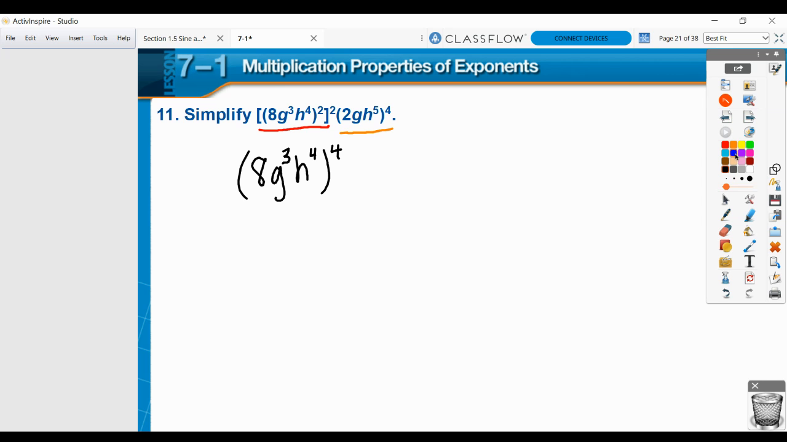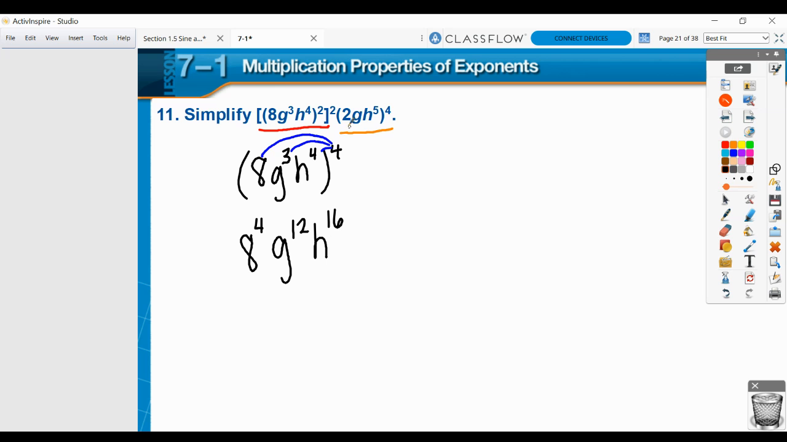Now you have a product of a power, or power of a product. So you're going to distribute that 4 to each term. And it might help you to draw these lines. So you would have 8 to the fourth. Now remember, you're multiplying these exponents. When it's power of a power, you multiply. So g to the 12th, h to the 16th.